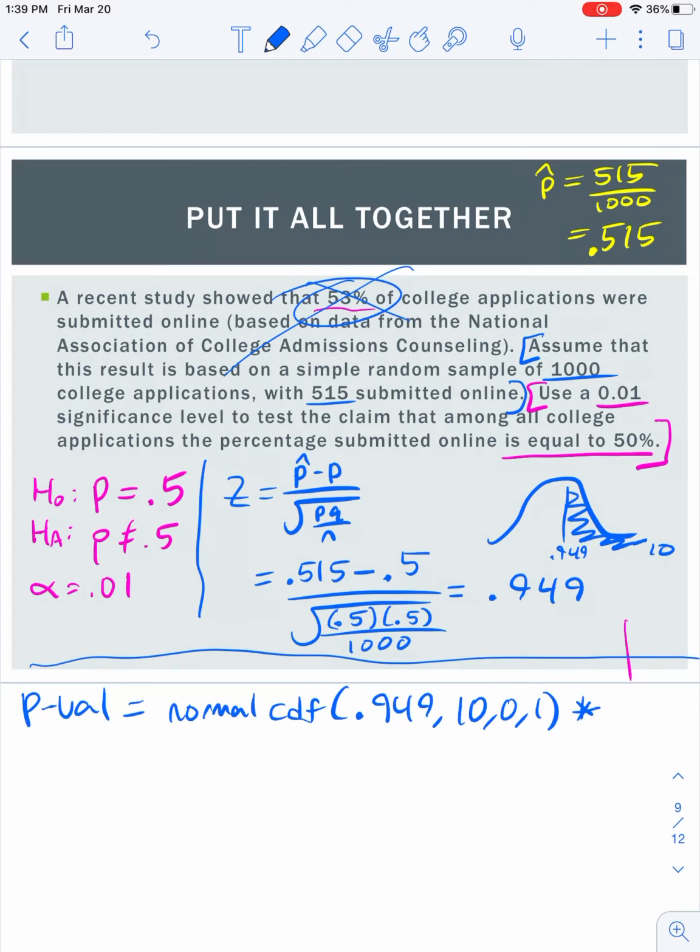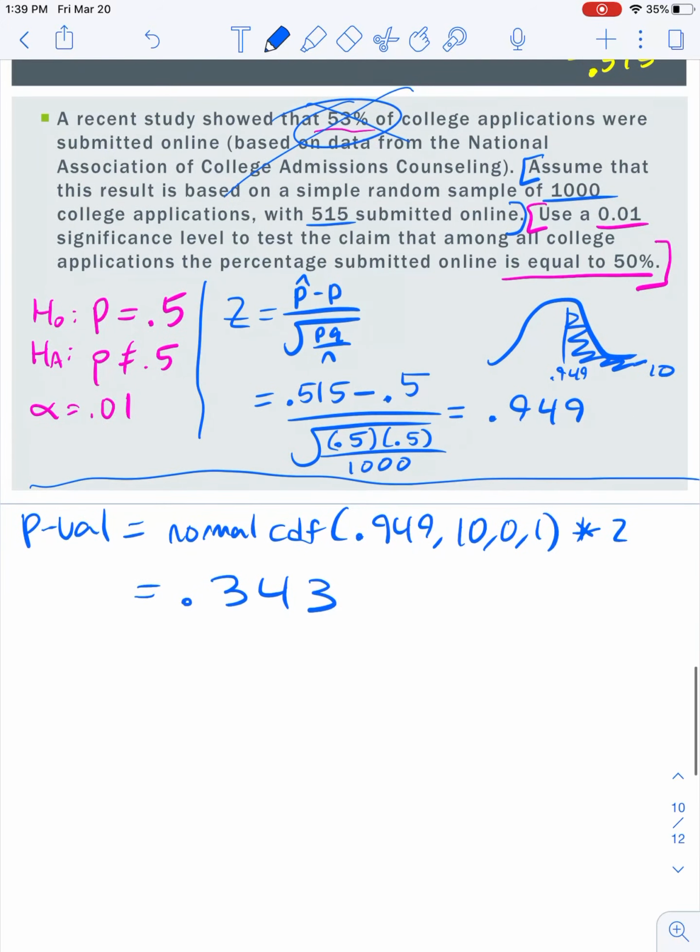And then we're going to have to multiply by 2. Whenever we have a not equals to problem, we go to the right if it's positive and multiply by 2, or we go to the left if it's negative and multiply by 2. So I go to my calculator, second distribution, normal CDF, 0.949, comma 10, comma 0, comma 1. I'm going to multiply that by 2, and I get an answer back of 0.343. That's my p-value.